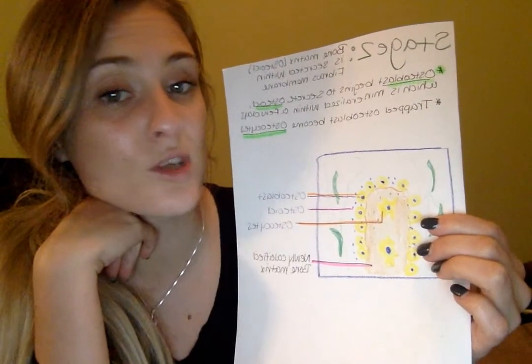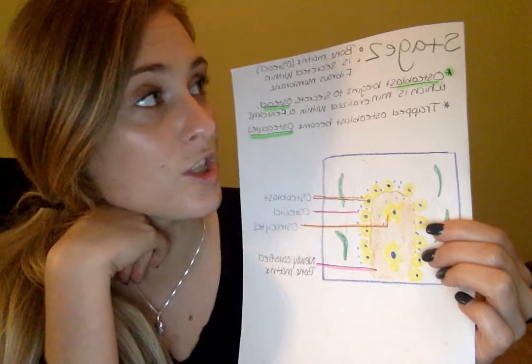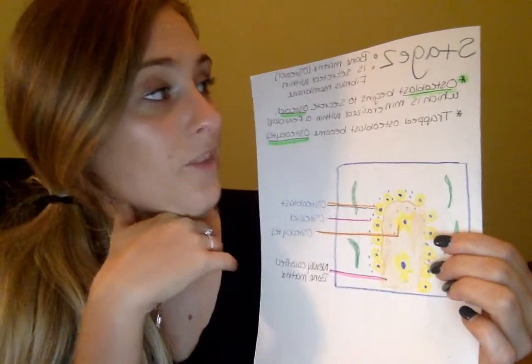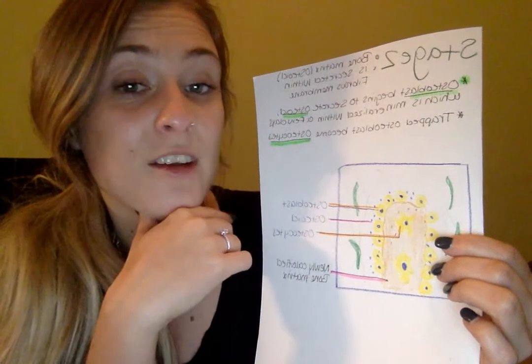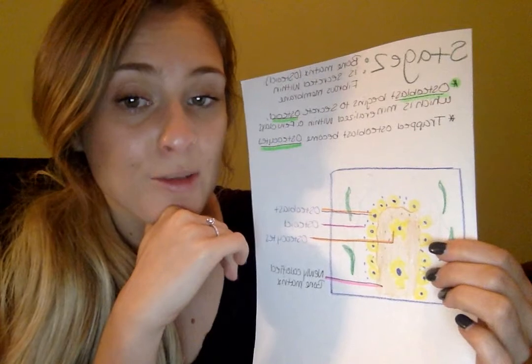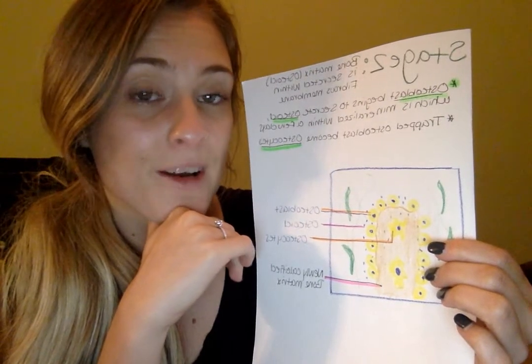So that is step 2 of intramembranous ossification. We have the bone matrix, the osteoids, secreted within the fibrous membrane, and that causes the osteoblasts to in turn become osteocytes.